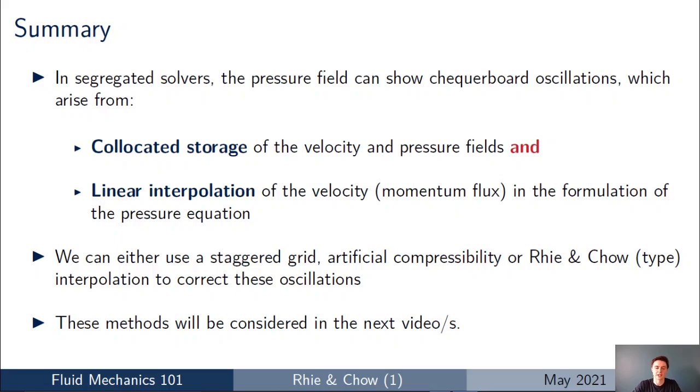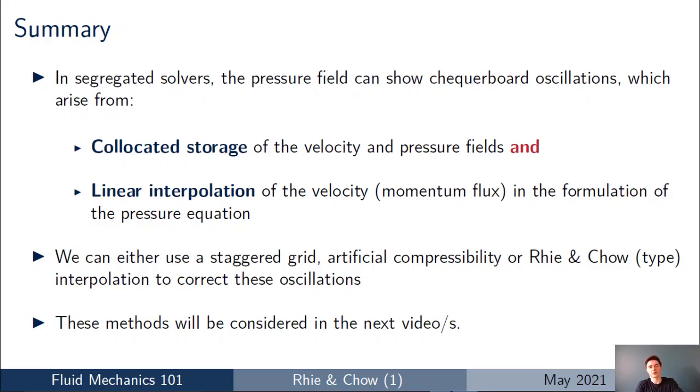And that is, they can appear when you have collocated storage of the velocity and pressure fields, which means the velocity and pressure are both calculated and stored at the cell centroids. And you use linear interpolation of the velocity when the pressure equation is formulated. And you need both of those factors together for checkerboard oscillations to appear.